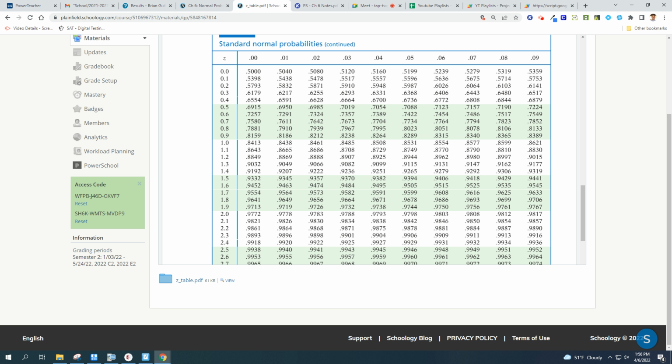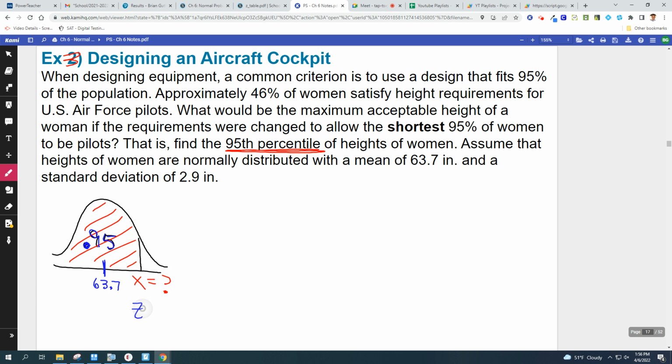And so 0.95 is right in between these two. Right in between those two would be 0.95. So it's 1.6, and then in between these two, we'll call 0.45. I could call that 1.645. That's your z-score. So if I standardize it, I would have a mean of 0 and a z-score of 1.645. That just means 1.645 standard deviations away from the mean.